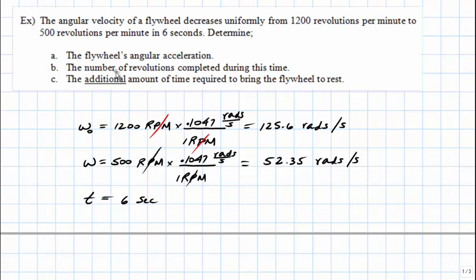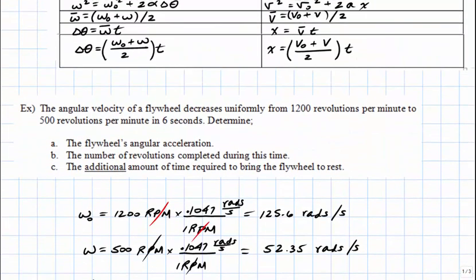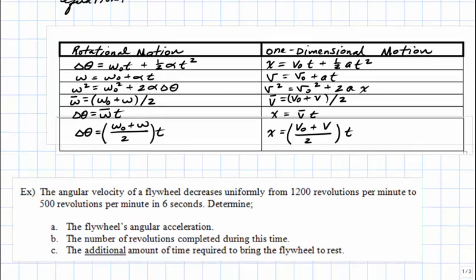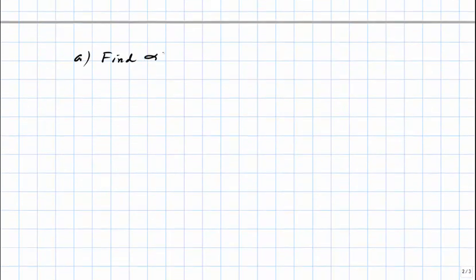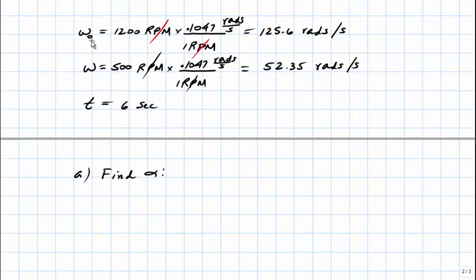We're now ready to pursue part A, which requires that we determine the flywheel's angular acceleration. So in part A, we would like to find, and the question now is, which variable represents angular acceleration? Well, if we look back to our rotational motion box, alpha represents angular acceleration. So we would like to find alpha. Let's take inventory of what we know. Once again, omega 0 is known, omega is known, and so is the time.